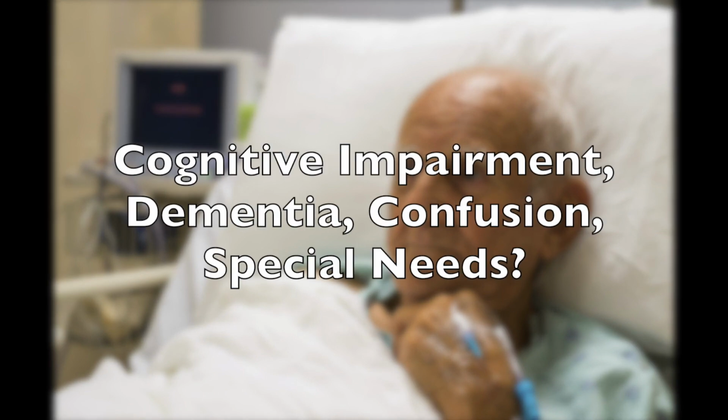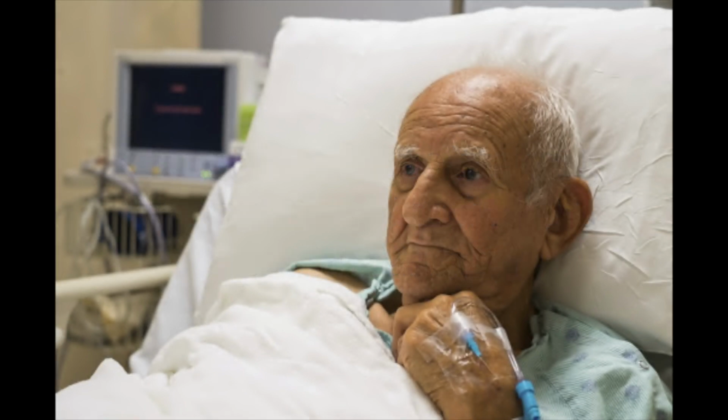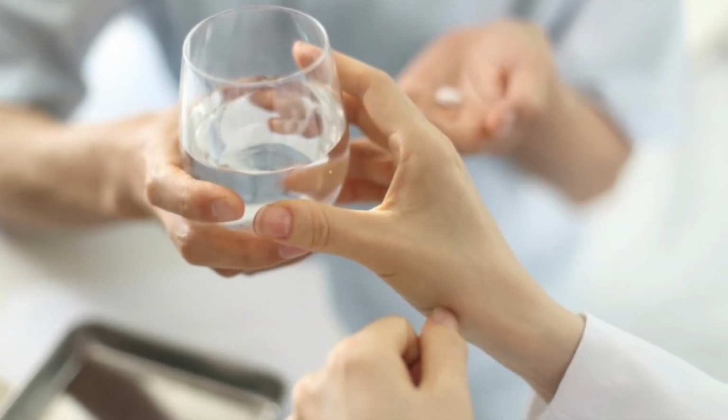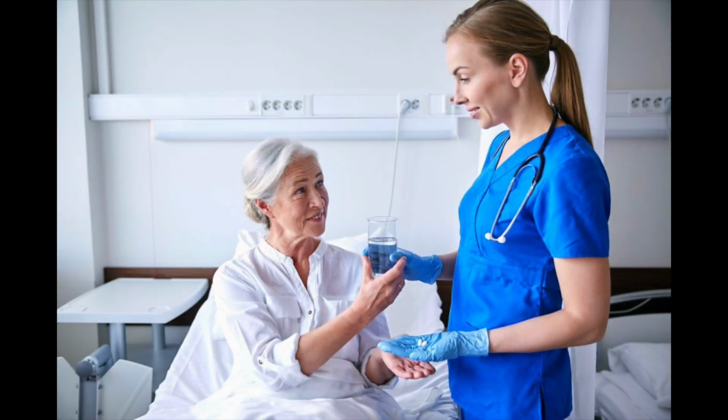Now let's discuss some challenges if the patient has cognitive impairment, dementia, confusion, or special needs. For these patients, we want to consider some alternative techniques to achieve the same assessment results. Consider handing a patient water or a belonging, forcing them to cross midline. If medication is due, medication administration could be used to measure a patient's ability to reach across midline.